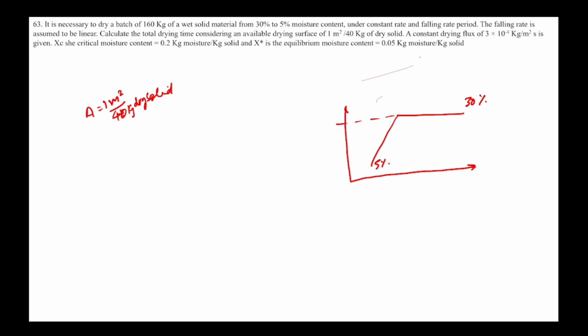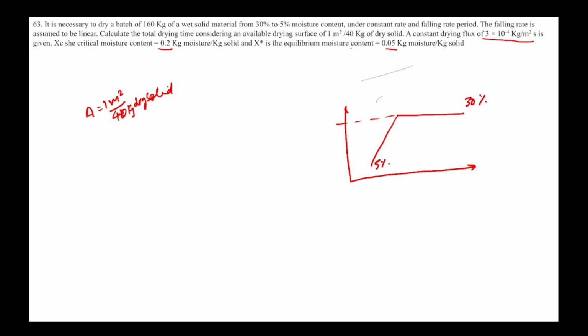At a constant flux of 3 into 10 power minus 4 kg dry solid per meter square second. Critical moisture content we have and equilibrium moisture content we have. Critical moisture content, what is the unit? Kg moisture upon kg solid. Okay. It is not kg moisture upon kg mixture. Mixture means solid plus moisture. That means this is the mole ratio or mass ratio.